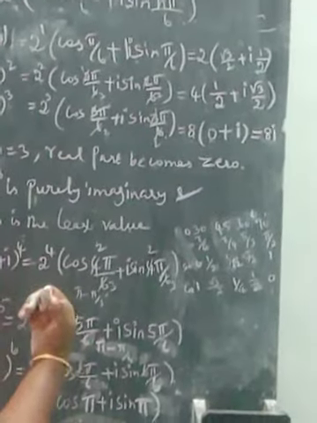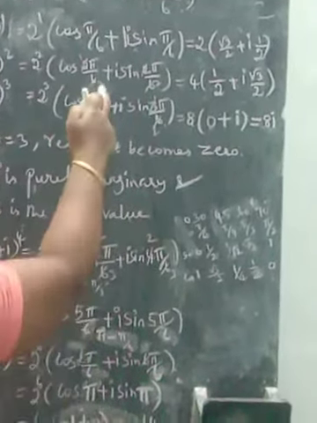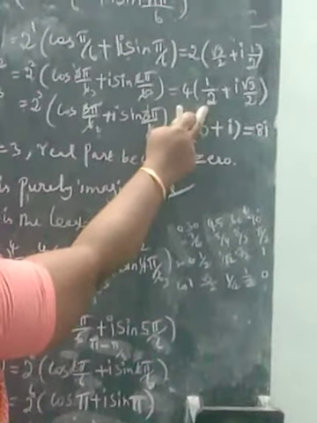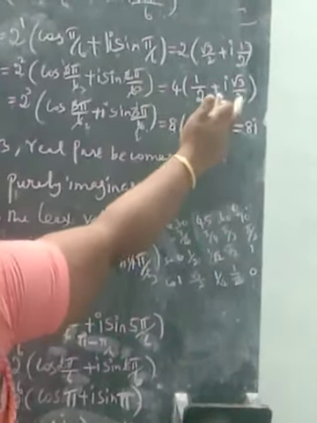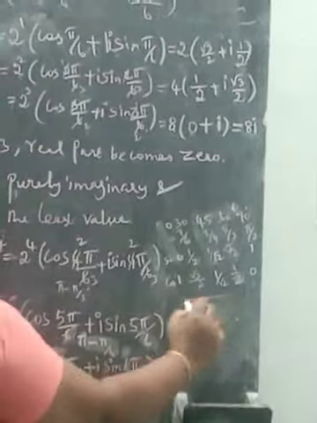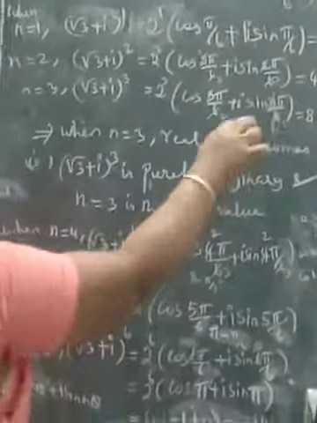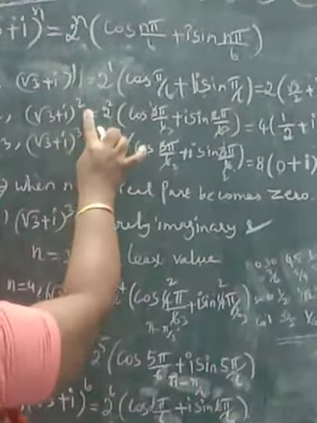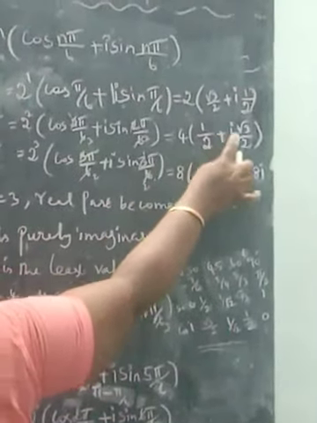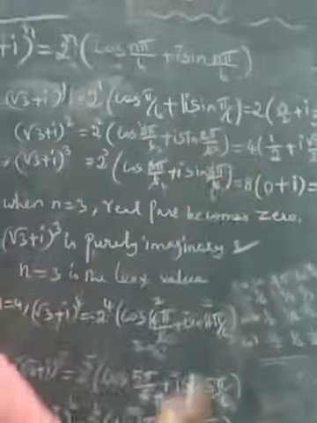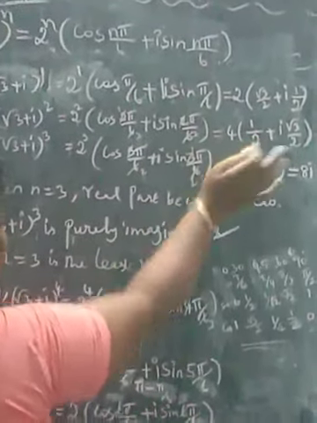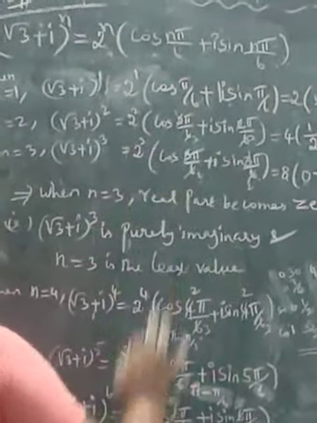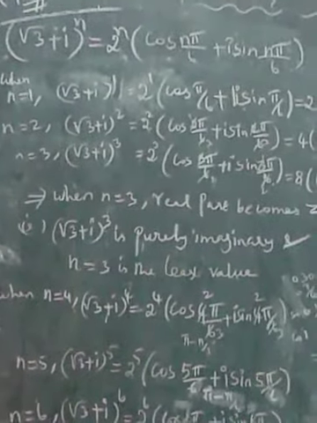You have learned the trigonometric table in 10th standard. Just recall and write the value of cos π/3 and sin π/3. Cos π/3 value 1/2 and sin π/3 value √3/2. This is for your reference. Next, see here also, when we substitute n equal to 2, the value of (√3 + i)^2 is 4 (1/2 + i √3/2). Here also we get a complex number, real part with the imaginary part. Here it is neither purely real nor purely imaginary.